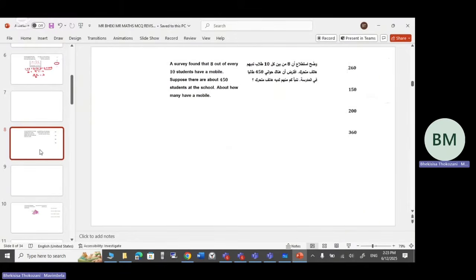So the first thing you are going to do, guys, is your ratio. Here we have 8 out of 10, okay, for every student. Now, what if they are 450? Then for this one, you are now going to multiply by whatever number they are giving you, suppose, all right? Okay, and here it is 450. And once you have done this, guys, it becomes much easier.